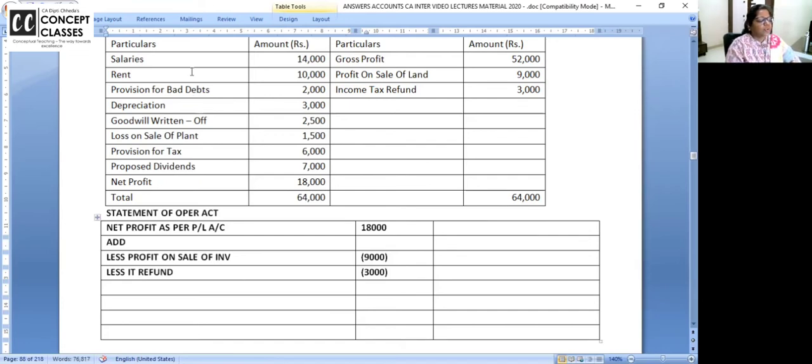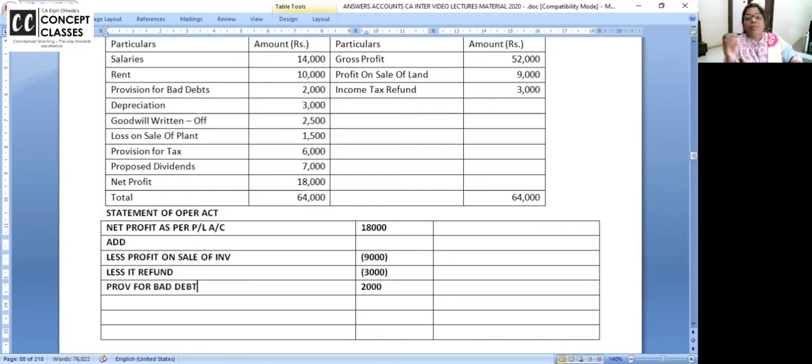Now, salaries is allowed, rent is allowed, provision for bad debt, book entry, no? P&L to provision. We just make a provision that if bad debt happens, it is precautionary. Has any money gone out, 2,000? No. So what will you do? Add back. Add back 2,000 provision for bad debts.